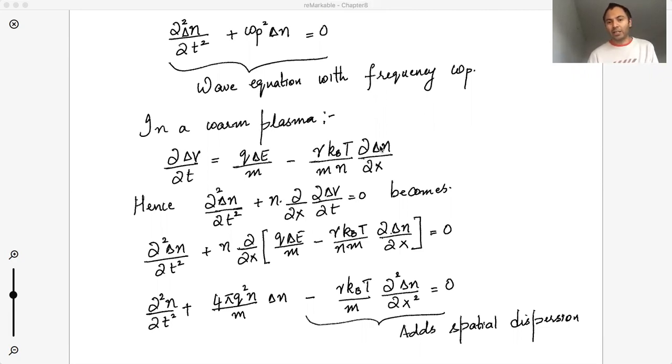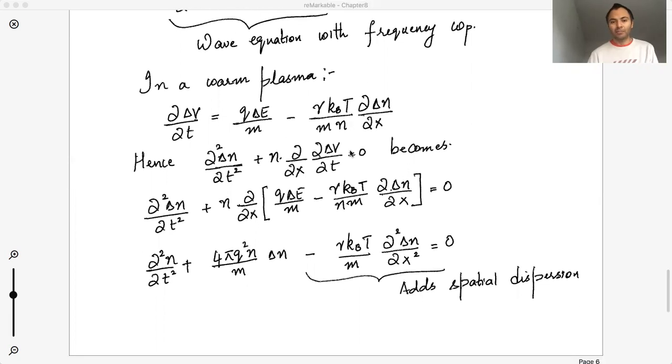So kt times delta n is basically the gradient of pressure along the x direction. I've just assumed a one-dimensional situation here. I'm just assuming the wave goes in the x direction. This is nothing but the gradient of pressure, right? So the gradient of the pressure is basically the term that enters the momentum equation to account for the pressure, right? So the rate of change of momentum, one of the terms is going to be the gradient of the pressure.